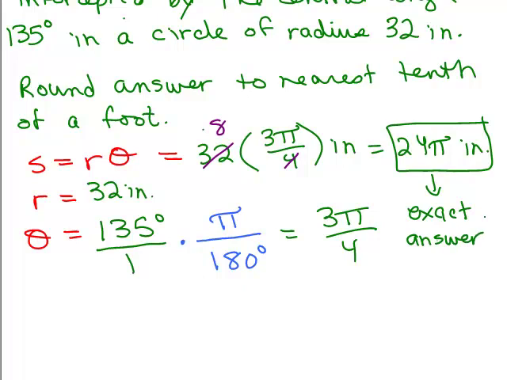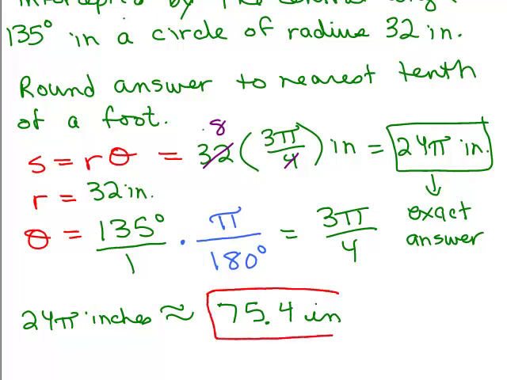But the problem said round to the nearest tenth of a foot. That way you get a more feel for what this stands for. So 24 pi inches is approximately what? You just want to get out your calculator, do 24 pi, and then round it to the nearest tenth, and that comes out to 75.4 inches. Right, so that looks like it's the answer we're looking for.